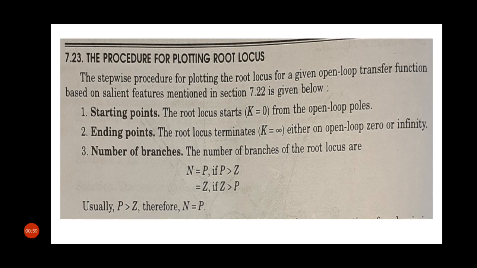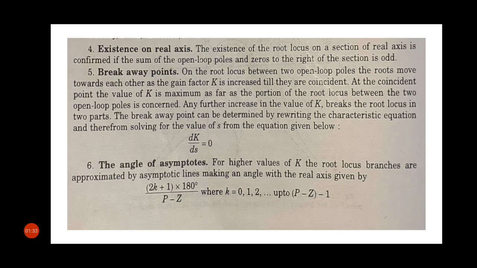The number of branches of the root locus is capital N equal to capital P if P is greater than Z, or capital N equal to capital Z if Z is greater than P. Here P is the number of poles and Z is the number of zeros. So we know usually P is always greater than Z, therefore N equals P.